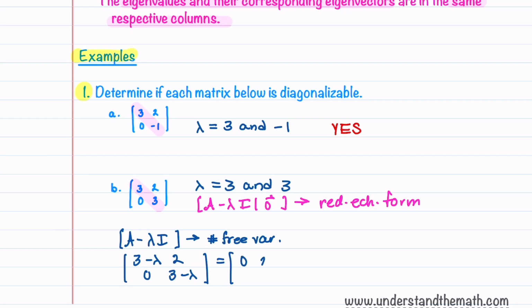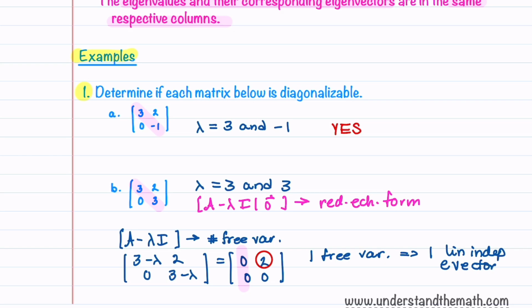So this is 0, 2, 0, 0. And then we'll go ahead and circle our pivot. And then we'll notice that our first column is a column without a pivot. So that tells us that we have 1 free variable. That means that we're going to have 1 linearly independent eigenvector.